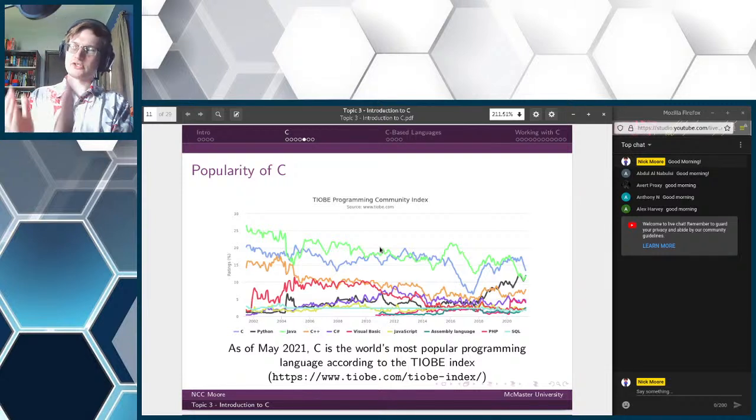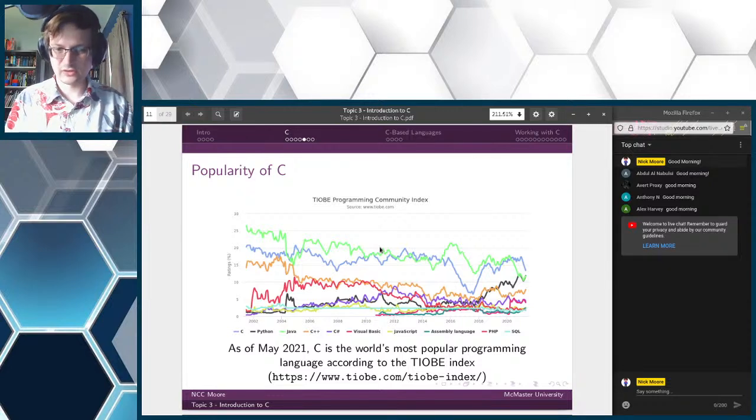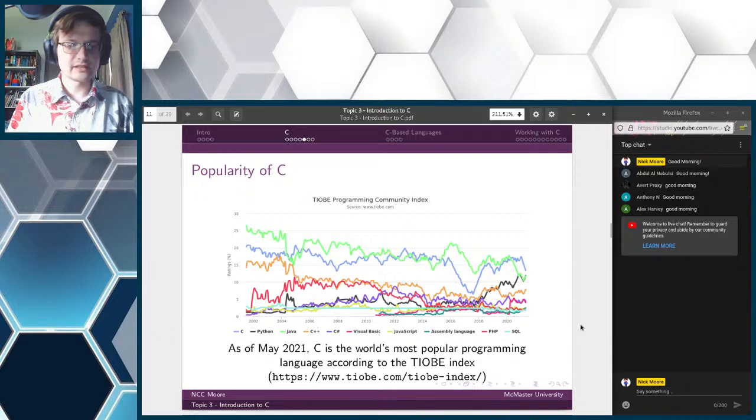Because Google searches for how to program something are correlated to the number of people who are trying to learn it, not the number of people who are using it in an industrial setting. Although, one would hope that the number of students relative to the number of software developers wouldn't be a huge number. But, at any rate, this light blue line here is C.